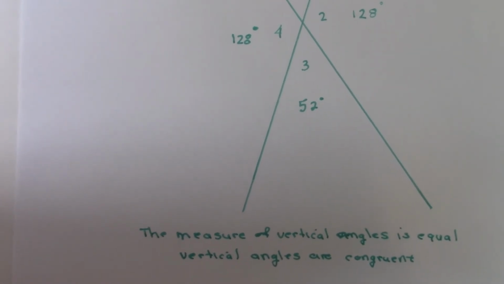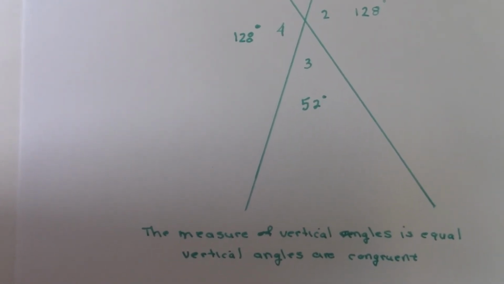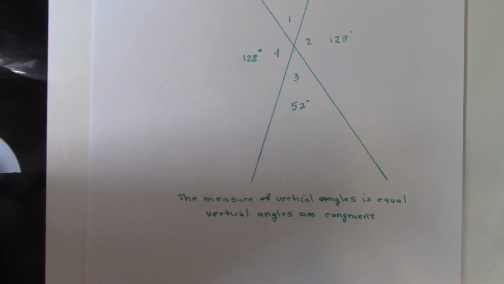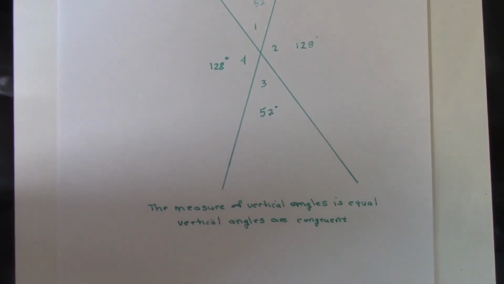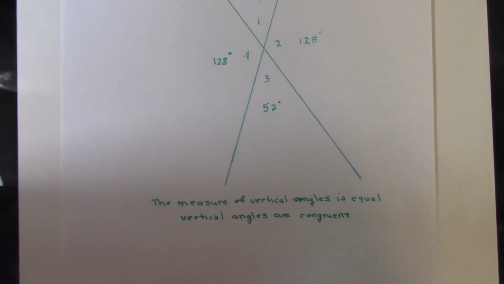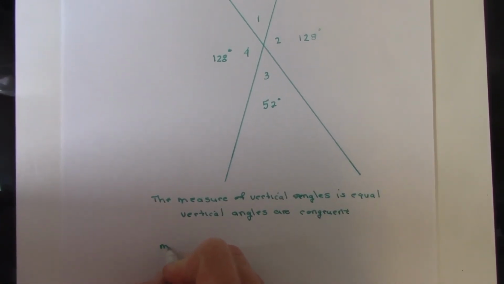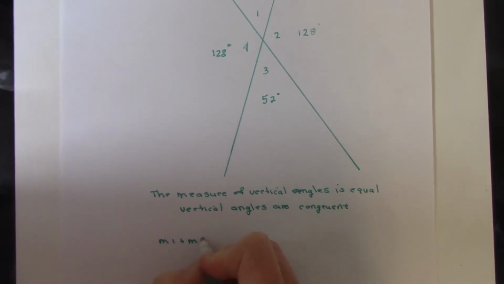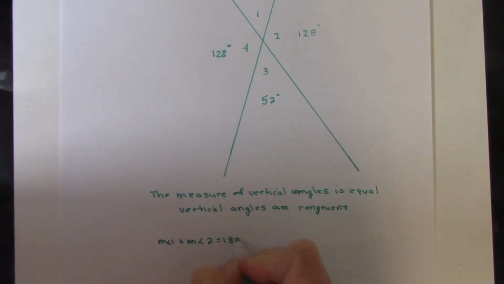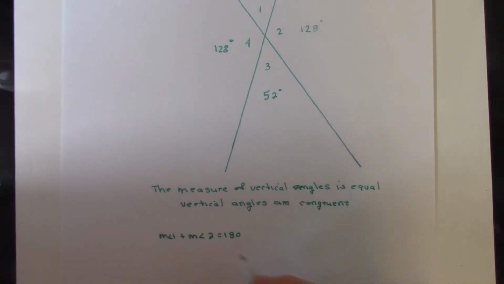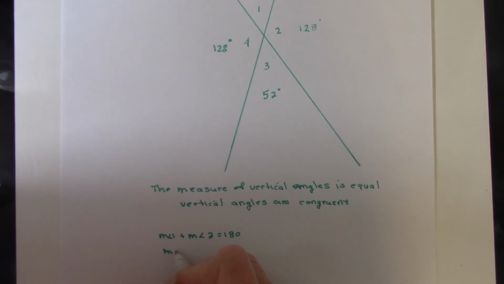And we can see that angle 1 and angle 2 add up to 180. And we see that the measure of angle 2 plus the measure of angle 3 is 180 because they're linear pairs.